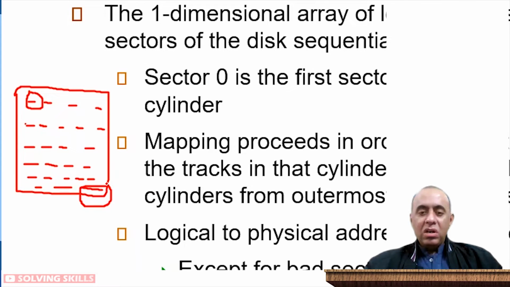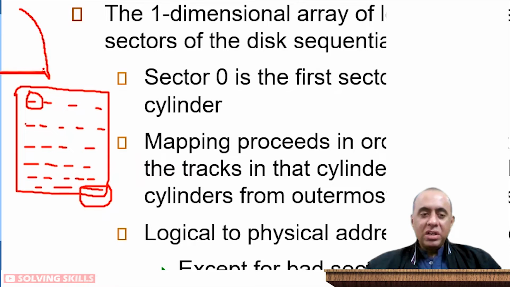Each logical block will have multiple bytes that you can store on that logical block. So the operating system is now just going to address the hard disk using these logical block numbers, right?